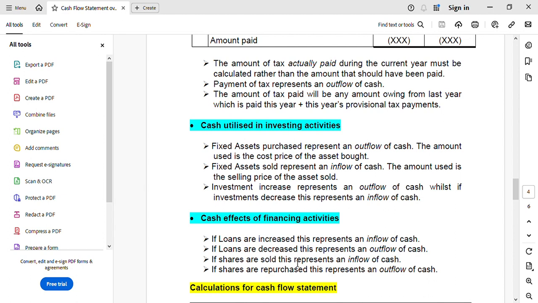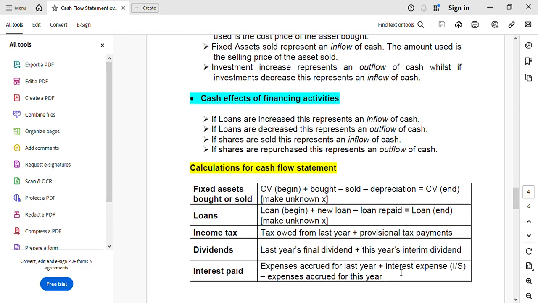If you sell shares, you receive money for those shares, so that will be an inflow of cash. And if you buy back shares, that's going to be a payment. You pay the existing shareholder to buy back their shares, so that will be an outflow of cash. Now what I've got here in this table is a summary of calculations for the cash flow statement.